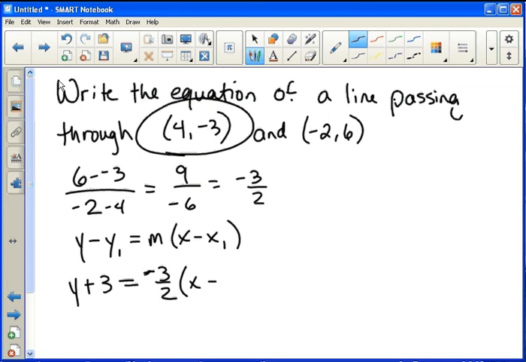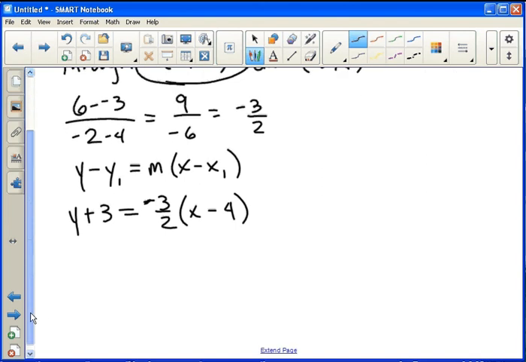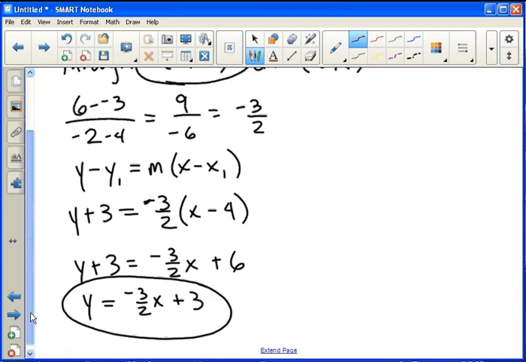So now we distribute the -3/2, so that's -3/2 x. -3/2 times -4 will be +6. Then we subtract 3 from both sides, and we have our answer. So that's the method I would suggest you use if you're trying to solve for an equation given 2 points.